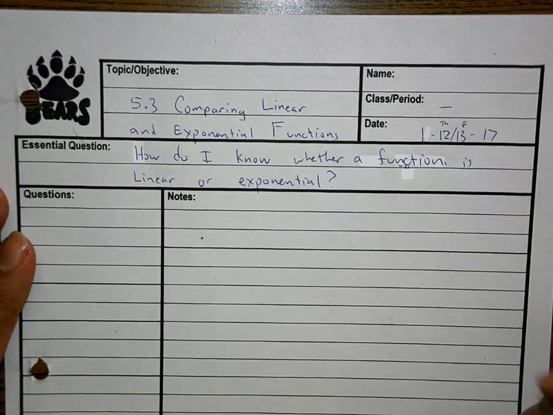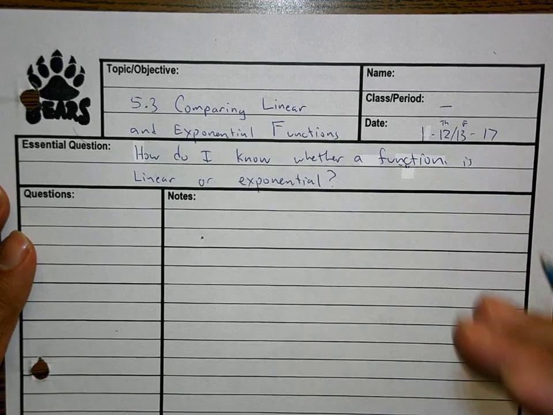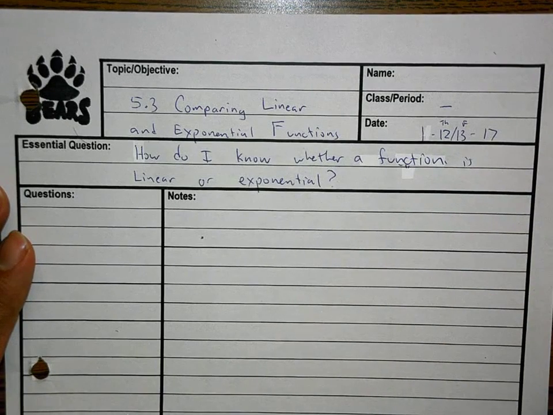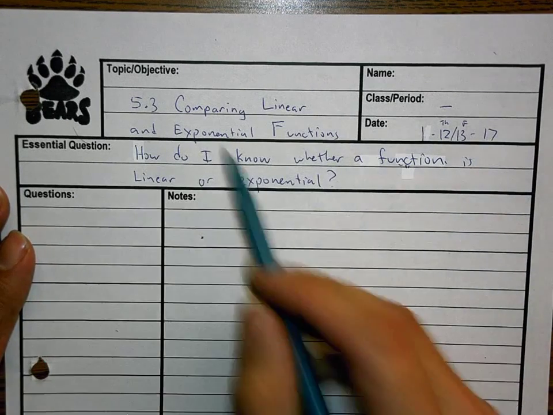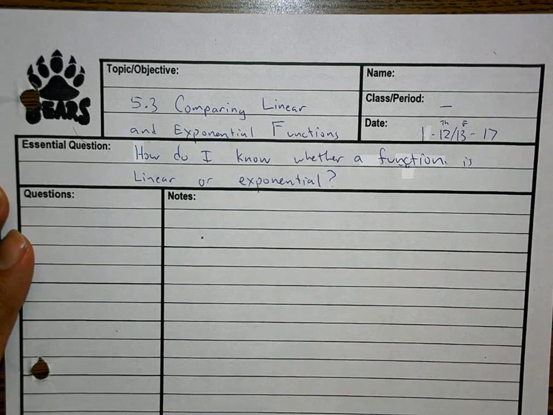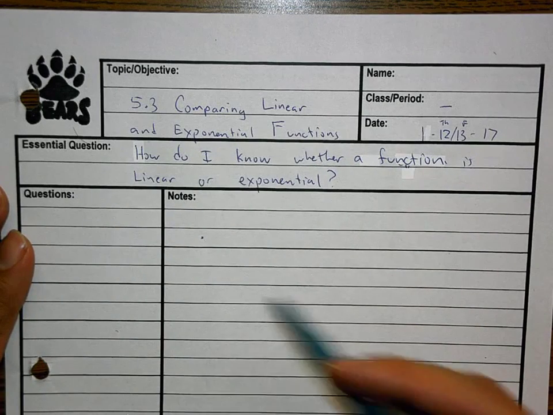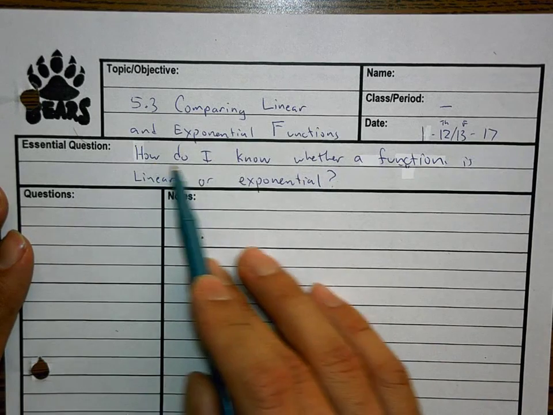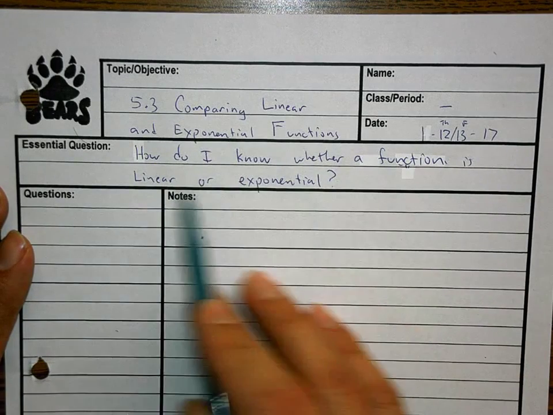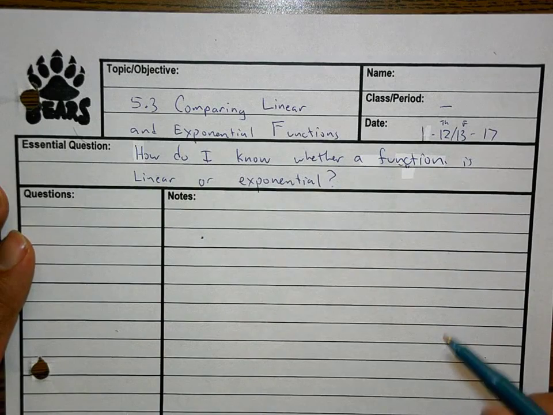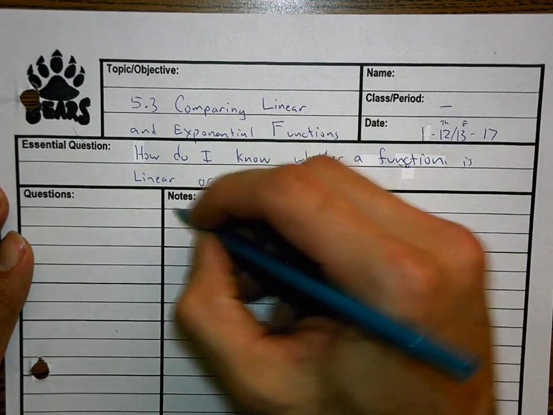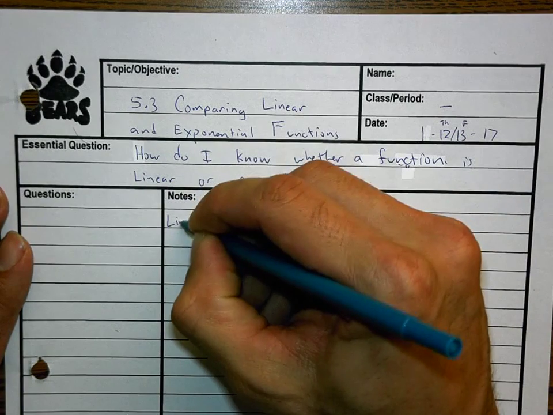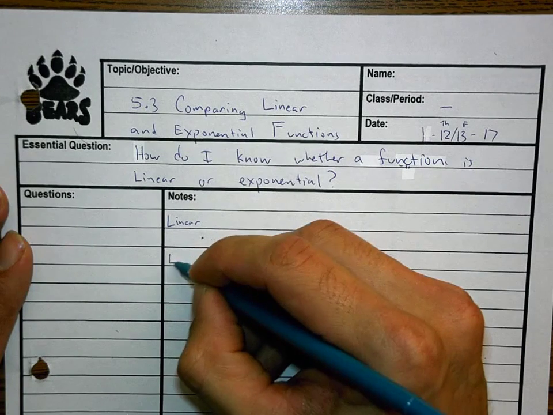Okay, I think 5.3 is by far your easiest section that you're going to have to do. Comparing linear and exponential functions, because you've already done it. Your basic thing that you're going to be trying to figure out is how do I know whether a function is linear or exponential? So let's write down a few things. Linear and exponential.